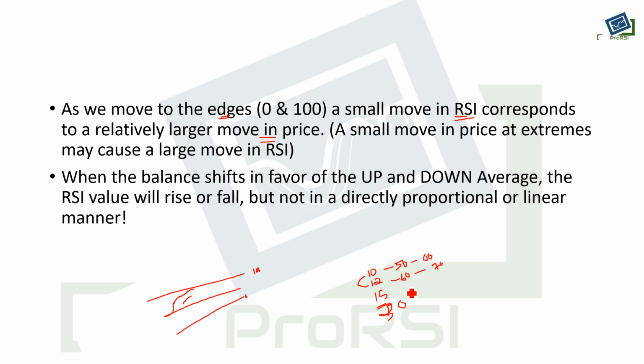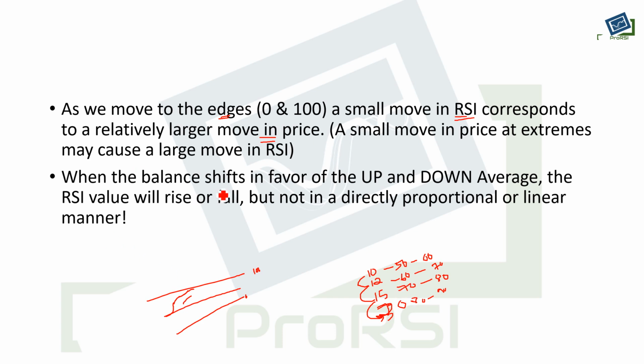Now to take it from 70 to 80, the RSI move is only 10 points, but the price move is 15 points. And to take it from 80 to 90, the RSI move is only a 10 point move, but the price needs to move 15 points or more. So there is a non-proportional, or disproportional, relationship between the RSI and the price, right?